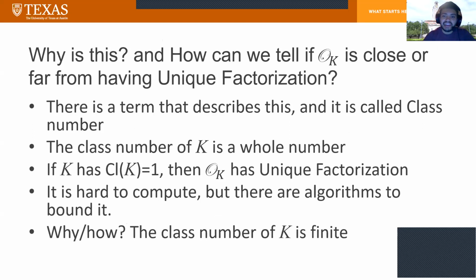Why is this, and how can we tell if O_K is close or far from having unique factorization? There is a term that describes this, and it is called class number. The class number of K is a whole number. If K has class number equal to 1, then O_K has unique factorization. It is hard to compute, but there are algorithms to bound it. Why and how? The class number of K is finite.